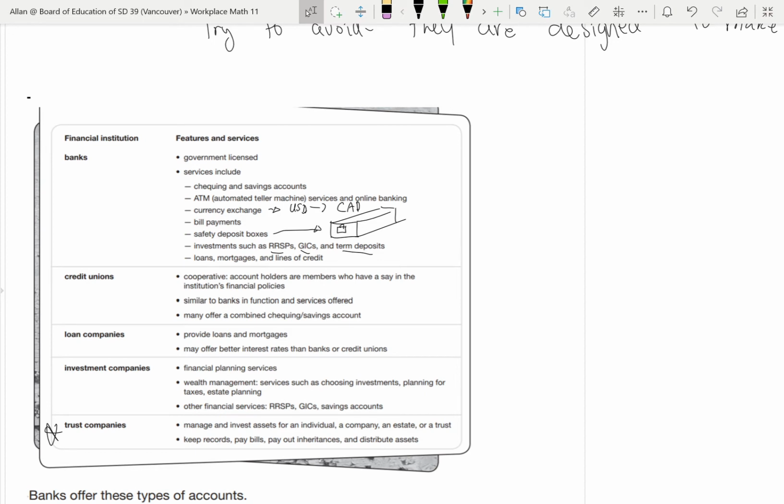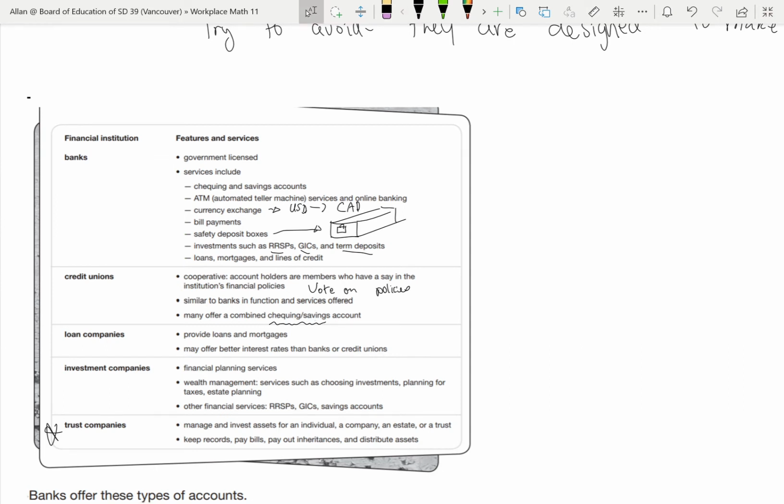Credit unions, so they're what we call cooperative. Account holders are members who have a say in the institution's financial policies, so they can vote on policies. They basically function the same as a bank, but one thing that's different that you might see is that they sometimes offer a combined checking and savings account.